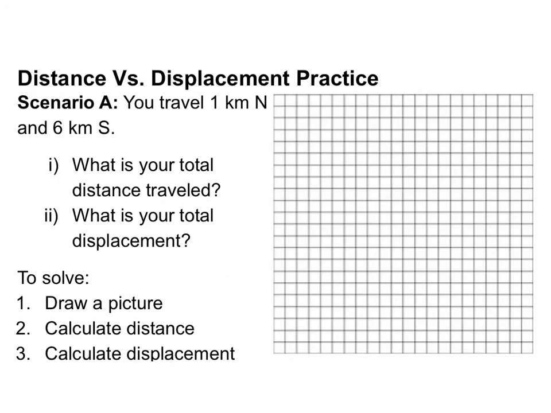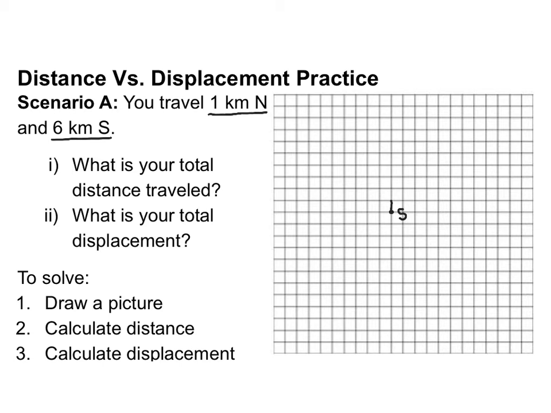Okay, so let's try one of these. So first thing we need to do is get our scenario drawn. So we're going to choose a starting point. So I'm going to choose kind of the middle of my graph and label that S for start. Next, I'm going to follow my scenario. So it says I travel 1 kilometer north and 6 kilometers south. So I'm going to have 2 parts to my line. So first, I'm going to go 1 kilometer north, which is up.